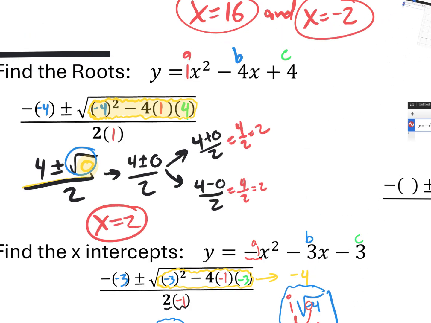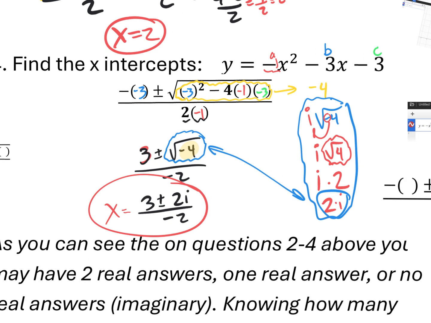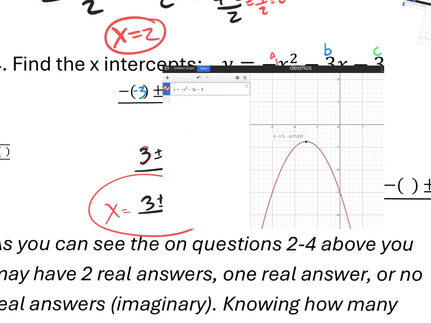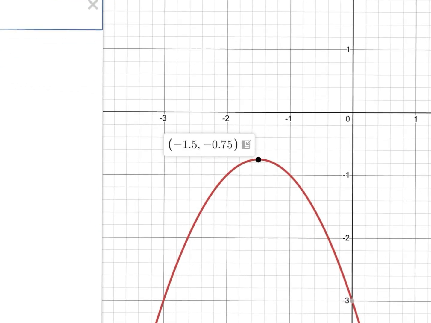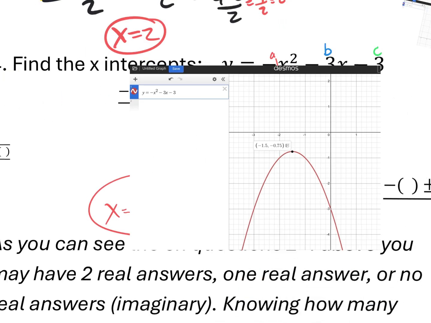And lastly, if your discriminant is negative, how do you think that's going to look? Well, I already know the parabola is opening down because it's negative. I know it's not going to cross the x-axis because I don't have any real answers. They're imaginary answers. They're not real. And if there's no real answers, then that must mean that there's no real x-intercept. So here's the graph. It's opening down and it doesn't cross the x-axis, okay?